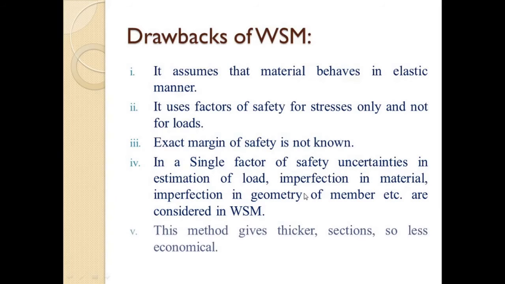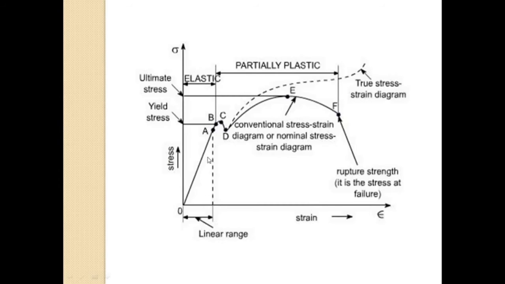Okay. Next is this method, which uses thicker sections, so it is less economical. For that we are looking at this stress strain graph. As per the working stress method, we are considering the material strength up to point B only, that is, up to the yield stress.